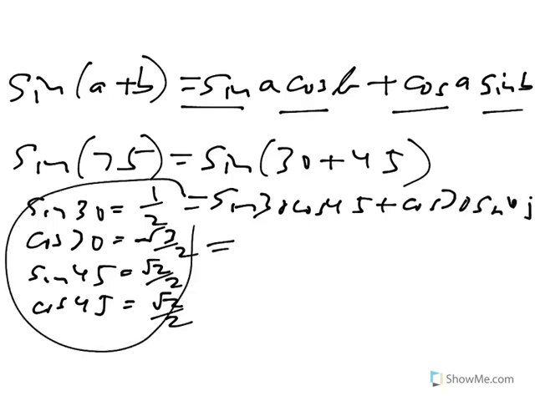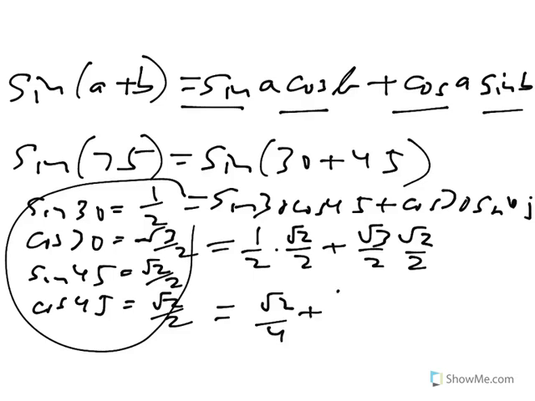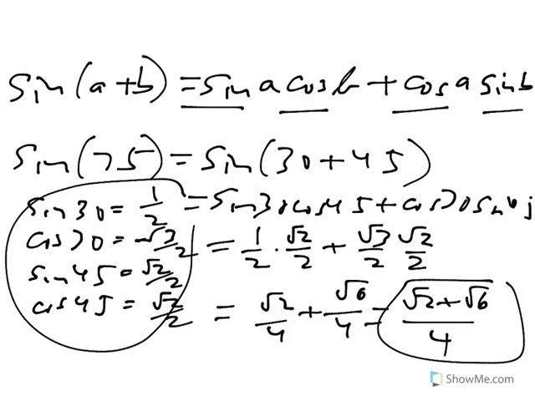And these are the 4 things I have here. So sine 30 is 1/2, cosine 45 is radical 2 over 2, cosine 30 is radical 3 over 2, sine 45 is radical 2 over 2. This becomes radical 2 over 4 plus radical 6 over 4, which is radical 2 plus radical 6 over 4. That is the exact value. It turns out to be 0.9659 approximately. And if you type sine 75 into a calculator, that is what it will say.